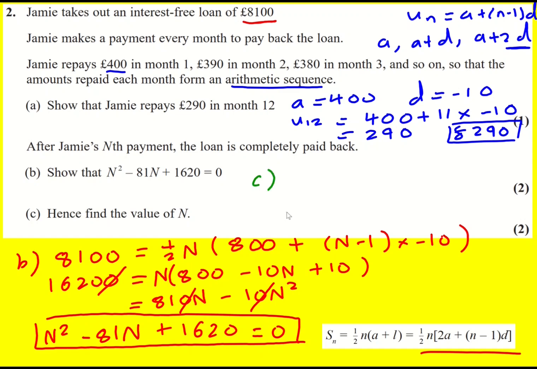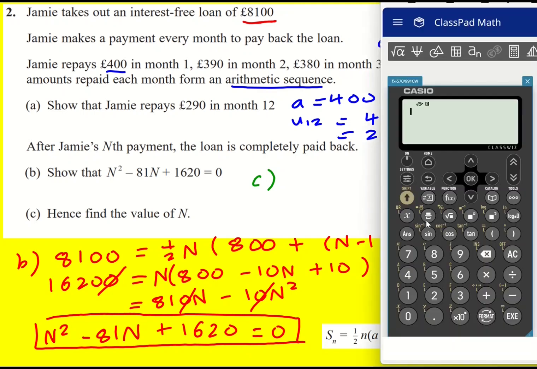Hence, find the value of n. So we just need to solve this quadratic. We know it's going to factorize because n has to be a whole number. But it doesn't look the easiest to factorize because of that 1620. So I would advise just going straight to your calculator here. Quadratic formula under polynomial, agree to, then let's type this in.